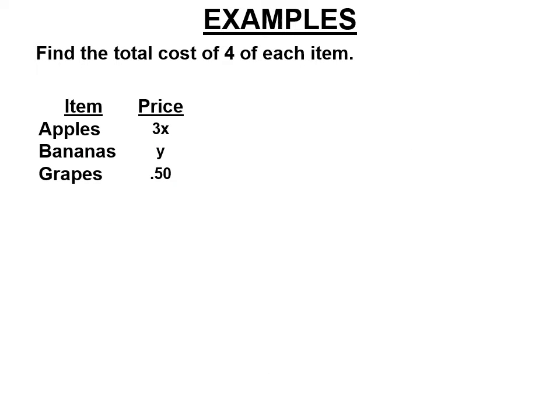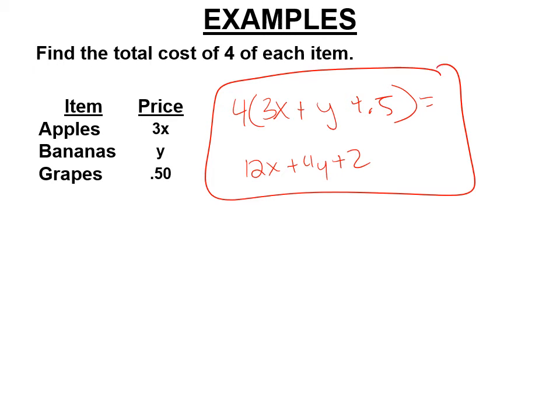All right, so we're going to write an expression for the total cost here. There's 4 of each. So there's an apple, a banana, and grapes. 4 of each, 4 times the whole thing. You could write this differently, but that's what I'm after here. And then that would equal 12x plus 4y, and 4 times 0.5 is 2. All right, so that's what I'm after there, 4 of each.